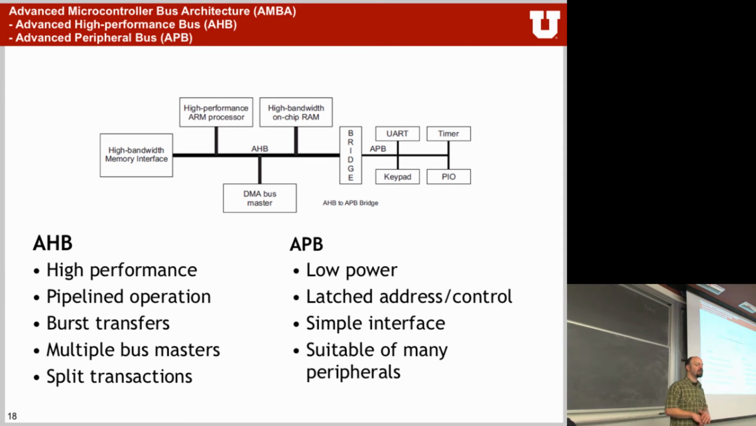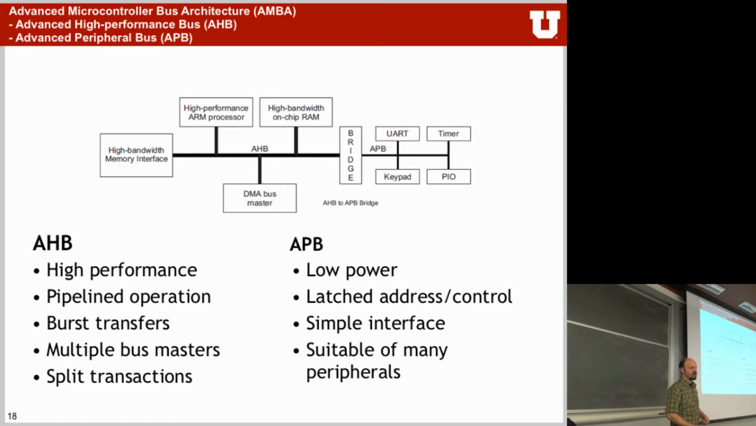AHB is for high performance, has pipelined operation, we will look into that in a second, has burst transfers, can have multiple bus masters, so it's a multi-master bus. It can have split transactions. While the APB is lower power, has latched address control, has a simple interface, and is suitable for most or almost all peripherals, many peripherals in this case.